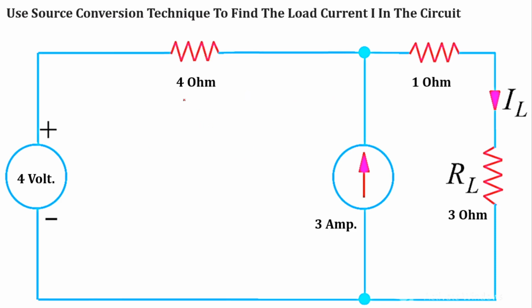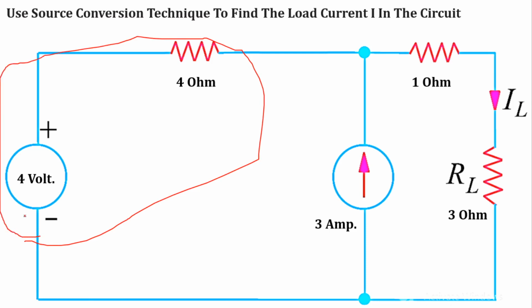So this is the 4 ohm resistance. Now again we are having a voltage source with series resistance. Clear? This is the 4 volts voltage source and 4 ohm series resistance. So we can convert this voltage source into the current source, and this series resistance will be changed to parallel resistance. So again current is equal to voltage upon resistance. So this is equal to 1 ampere.